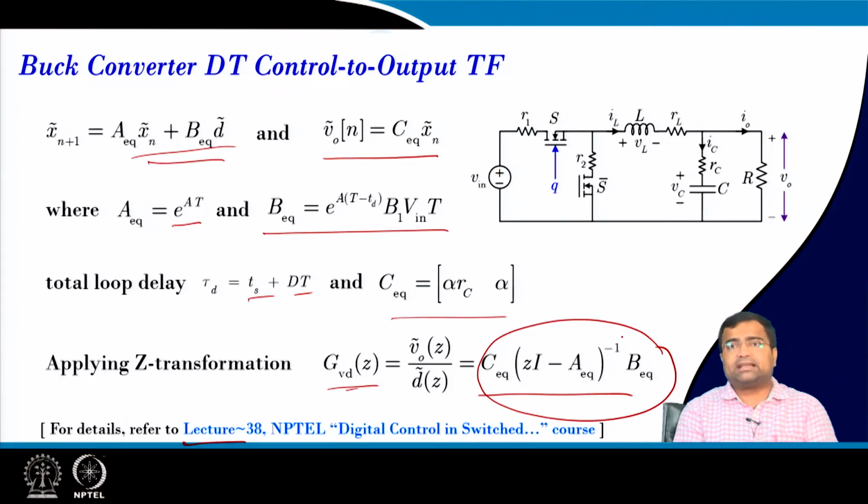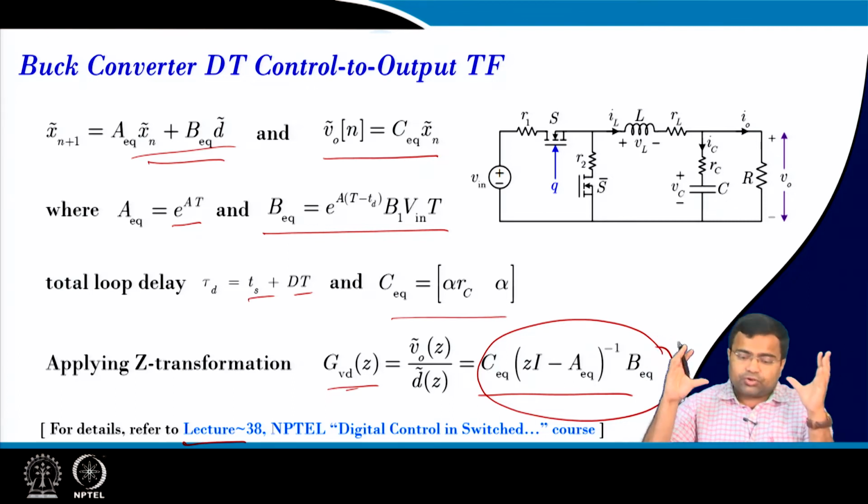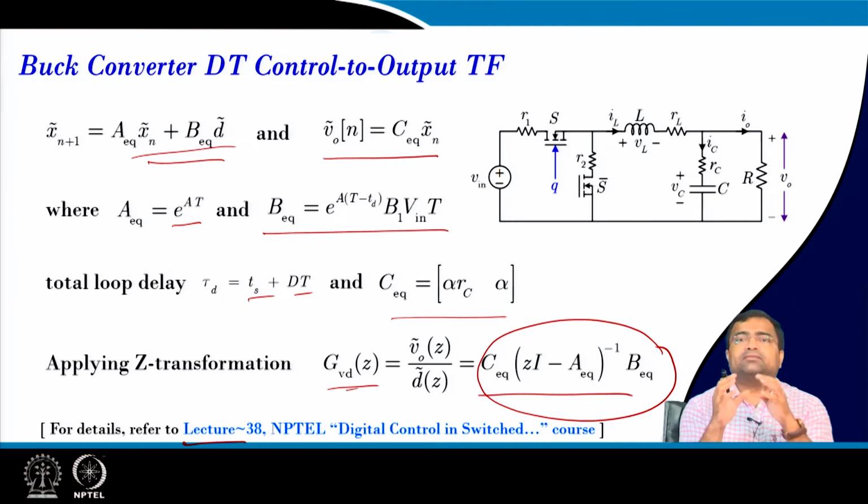Because the actual discrete time model is very nice, very accurate, but it has less insight in terms of poles and zeros, and that will make it very difficult to design a compensator. So, in this particular lecture, we want to see how closely we can predict the behavior of the digital controller using a continuous time model by suitably providing the delay.